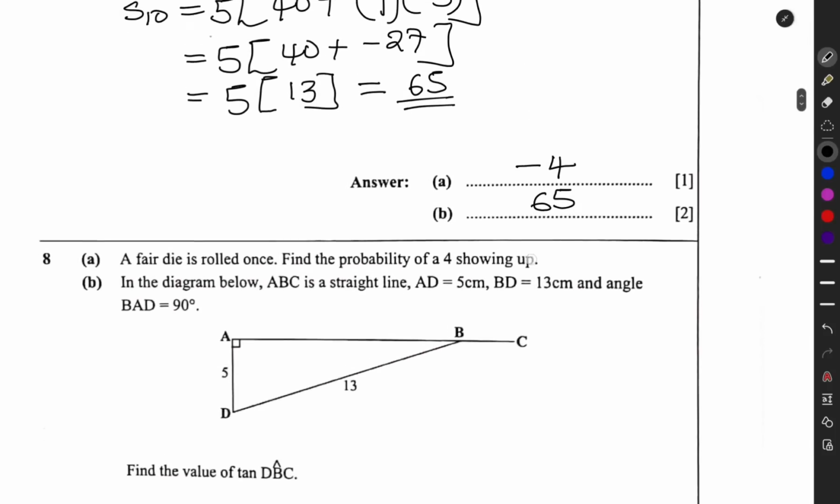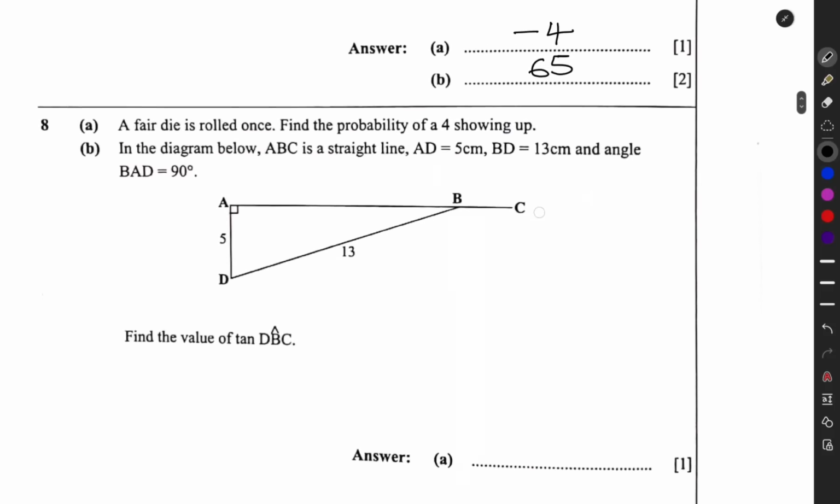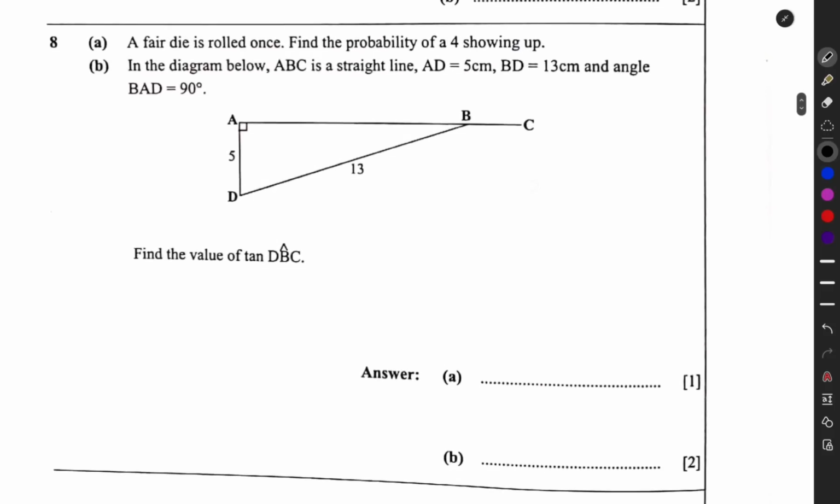Okay, so we move on to question number 8. Number 8a says a fair die is rolled once. Find the probability of a 4 showing up. So we are finding the probability of a 4 showing up.